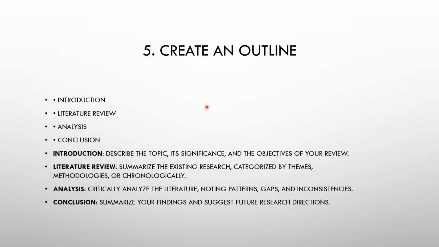Create an outline: introduction, literature review, analysis, conclusion. Introduction: describe the topic, its significance, and the objectives of your review. Literature review: summarize the existing research, categorized by themes, methodologies, or chronologically. Analysis: critically analyze the literature, noting patterns, gaps, and inconsistencies. Conclusion: summarize your findings and suggest future research.